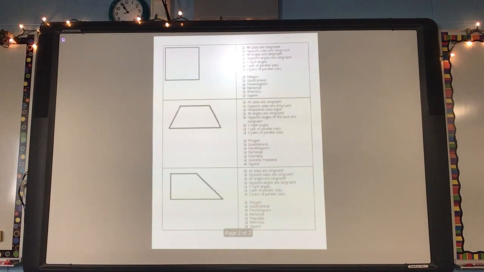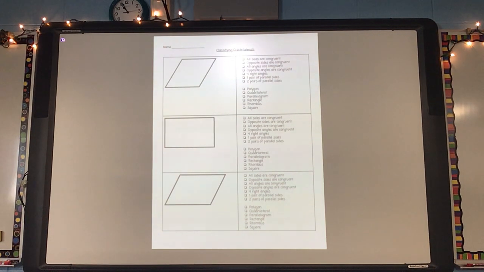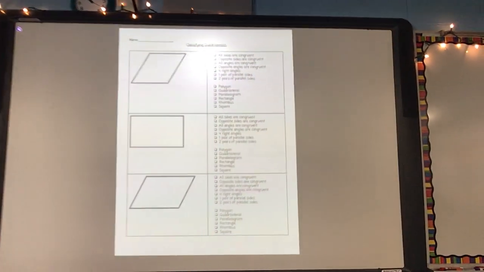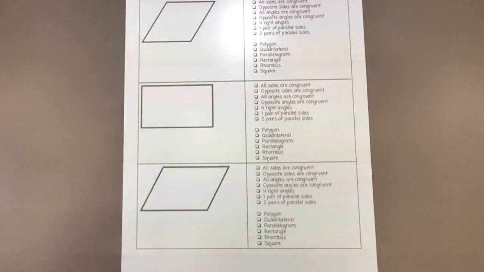All right, so looking at our first shape at the top. Zoom in here.